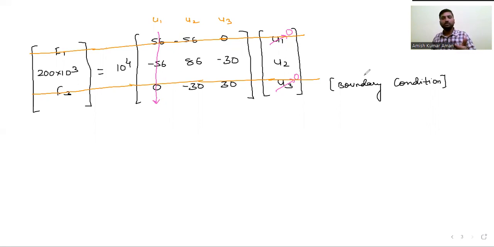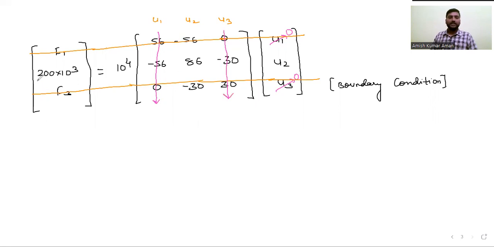If it is at node number 1, u1 is 0, then you have to remove the first column of the stiffness matrix. So u1 is also 0 as well as u3 is also 0. So which one is the column for u3? Third one. Remove this. Now what is left here?